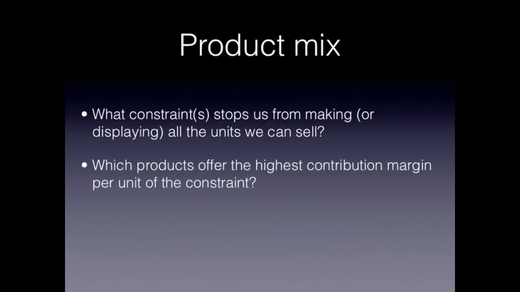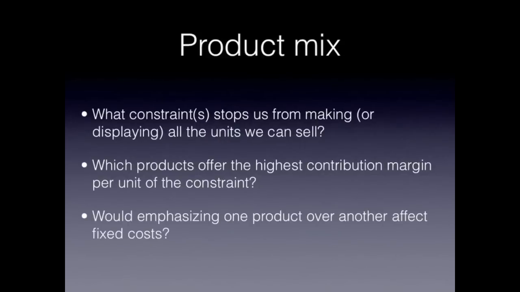Which products offer the highest contribution margin per unit of constraint? So again, if one product takes up a square foot and other products take up a square inch, well, the products taking up a square inch may not sell for as much as the product taking up a square foot, but the contribution margin per unit of constraint may be higher because it does take up much less space and you can put more product there. So it's definitely something you have to consider.